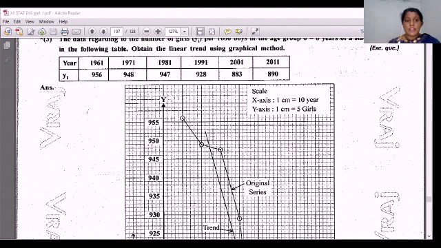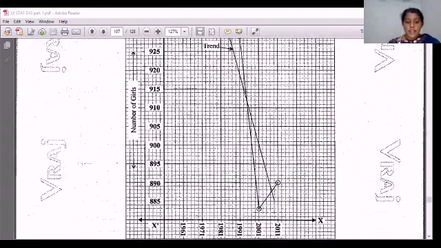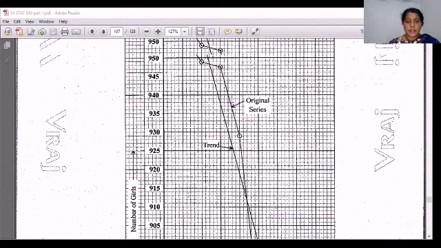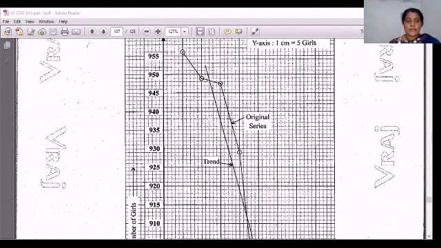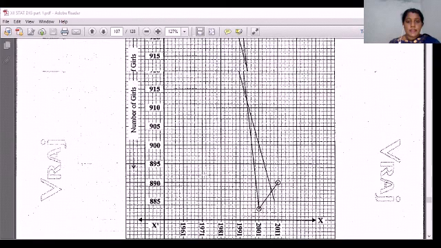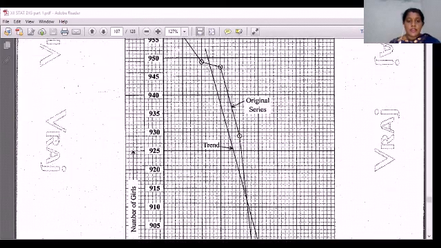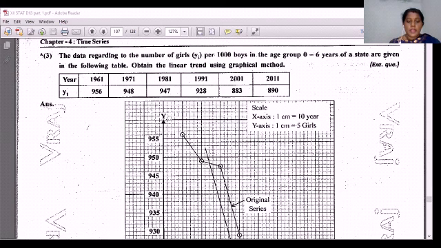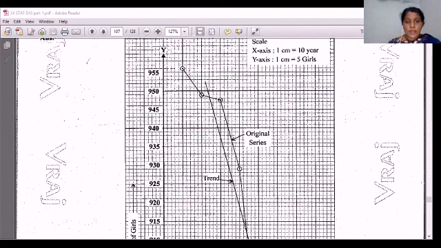Now for our first year, 1961, it is 956. So from here it comes in decreasing order, from top to bottom, 956 here, right? And this one in the year 1971 it is 948. Take the approximate value, looking carefully at the lines. You have to count the lines and then write. So these are your points.